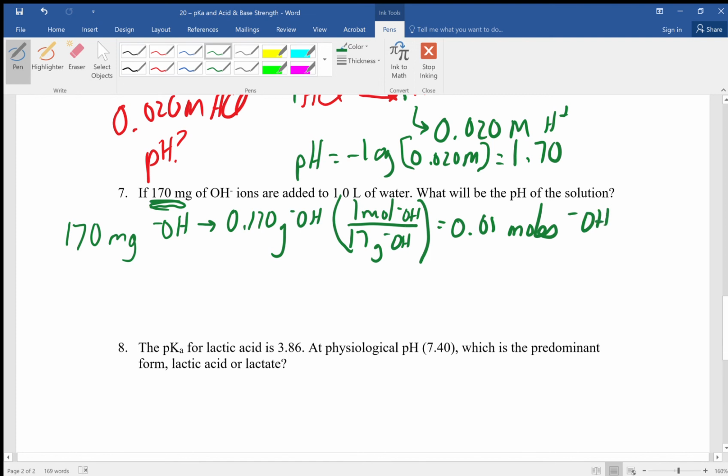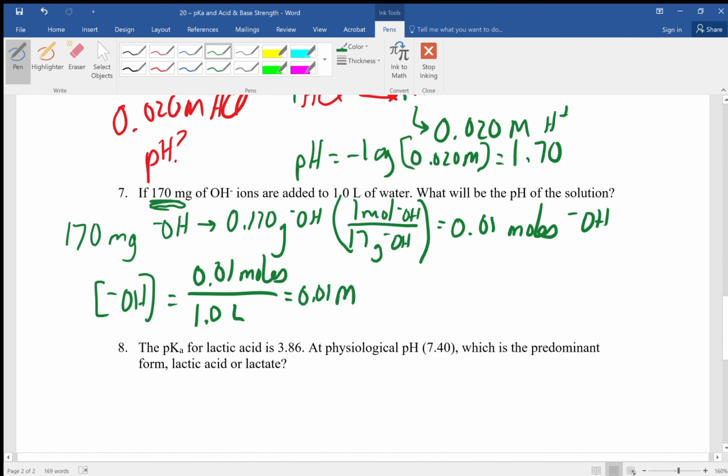Now, from here, we need the concentration of hydroxide. That should be easy to calculate, especially because we're in 1 liter of water. So we just take the number of moles we just found and divide that by the number of liters. All right, so now we've gone from milligrams of hydroxide to grams, grams to moles, and moles to molarity.